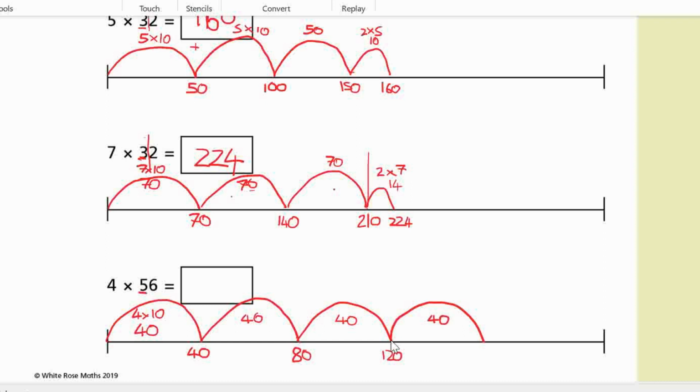Then we have to jump again. 120 plus 40. Good, 160. So now we've done 4 jumps, so we need to do 1 more to get the 5th. So now what do we have? 160 plus 40.